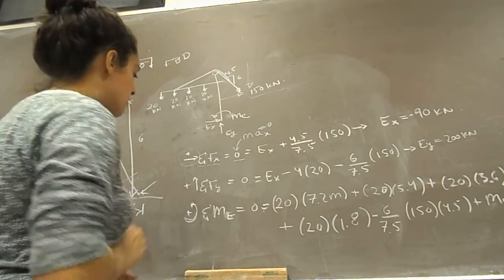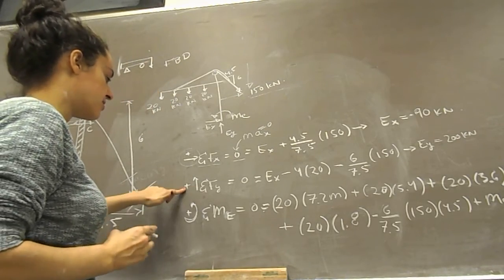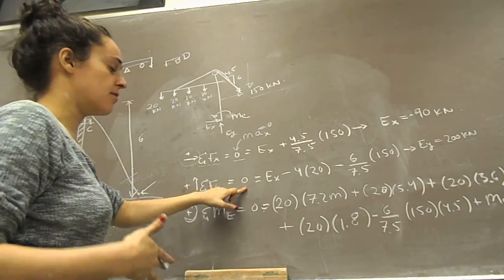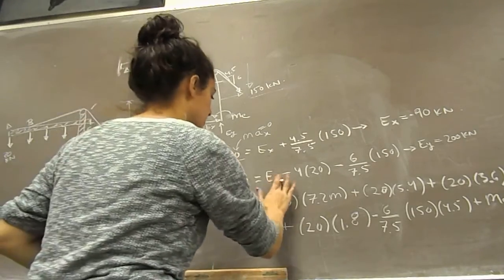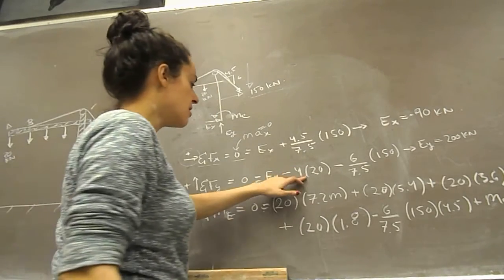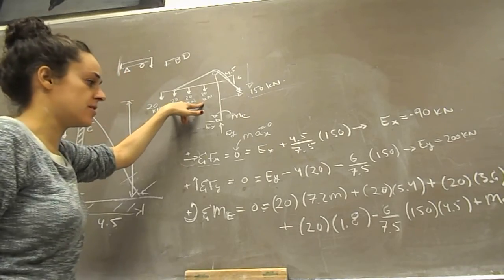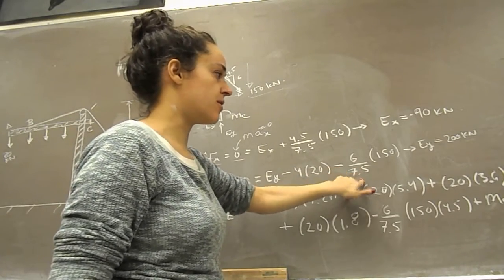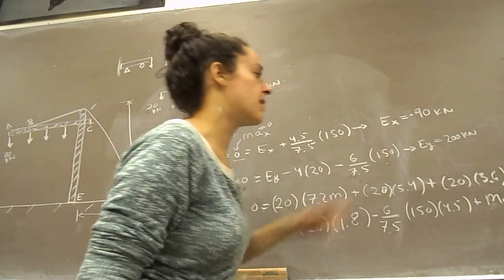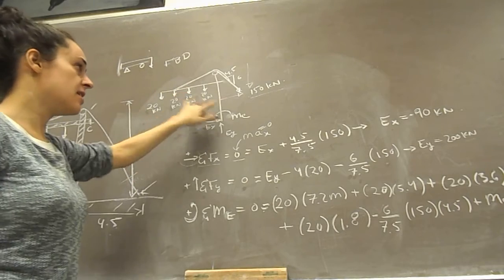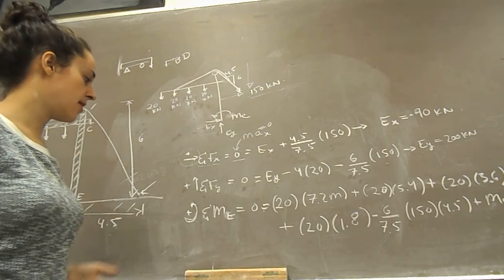Okay. So now let's look at the sum of forces in the y. We've assumed positive is going up. We've assumed that the acceleration is going to be 0. We hope so. Oh, sorry, it should be Ey. This is our reaction force, minus the 4 times 20, so I've taken into account all 4 of those right here, minus 6 over 7.5 times 150. And we get Ey is 200. And that makes sense that it's going to be positive because we've assumed it's going up. Everything else is coming down.